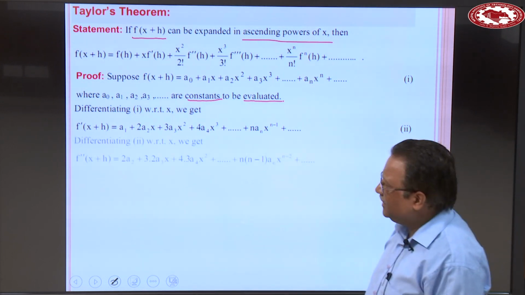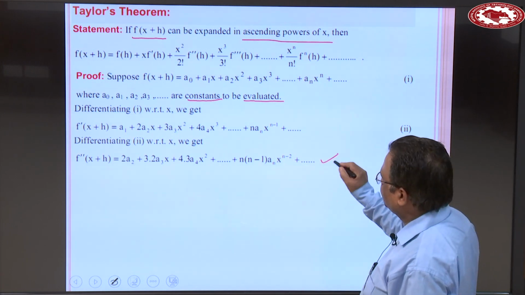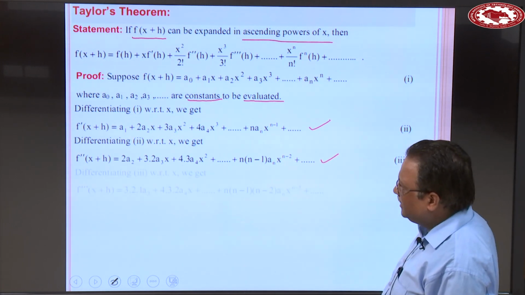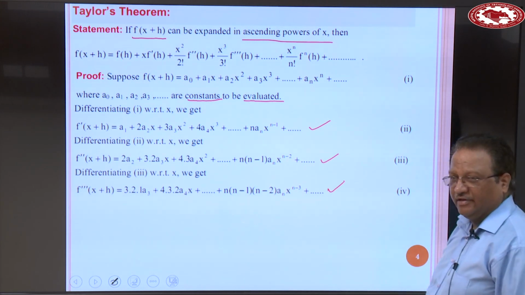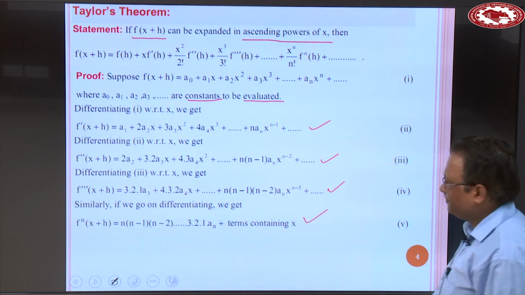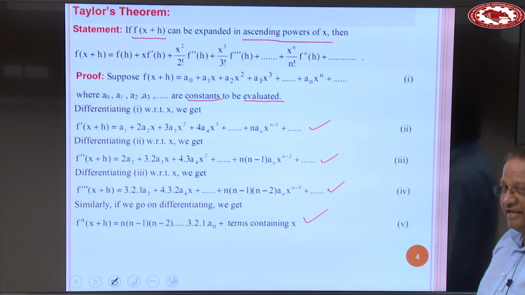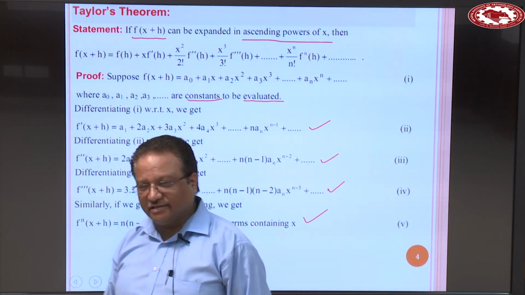Similarly, again differentiating 2 with respect to x, we obtain expression number 2. Again differentiating, we obtain expression number 3. If we go on differentiating, we obtain expression number 5. And then put x is equal to 0. Again same process, put x is equal to 0.